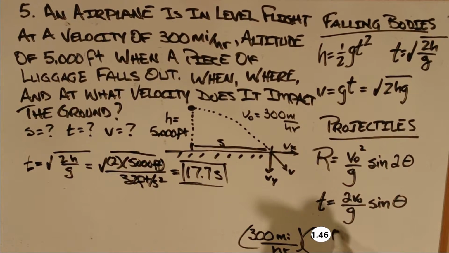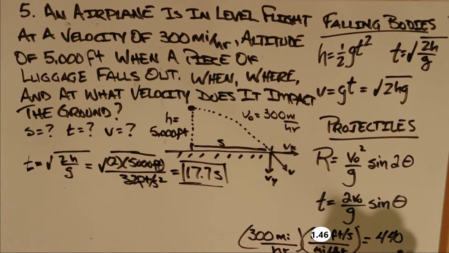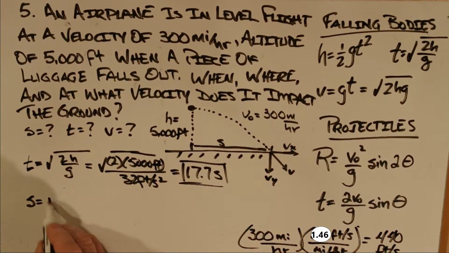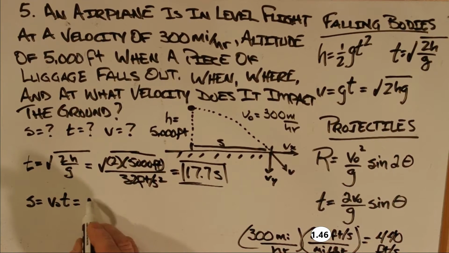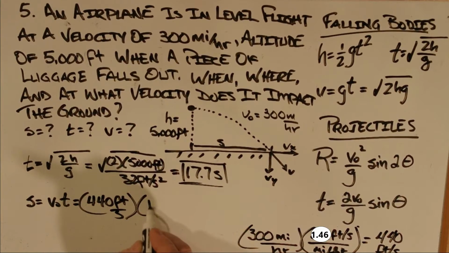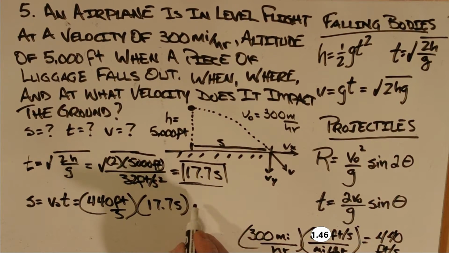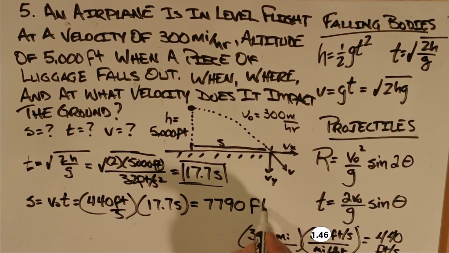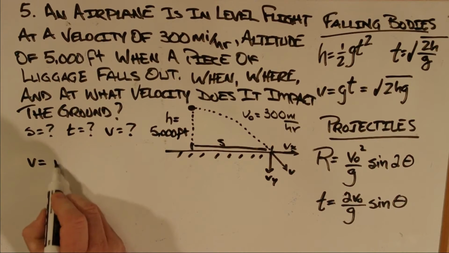We need to convert 300 miles per hour to feet per second. We have a conversion factor of 1.46 feet per second is the same as 1 mile per hour. So our initial velocity v sub 0 can be expressed as 440 feet per second. So the distance that's traveled while a bag is falling, that 5,000 feet, is 440 feet per second times 17.7 seconds. And when we do the numbers, we hit 7,790 feet away from the point where the piece of luggage actually left the airplane.